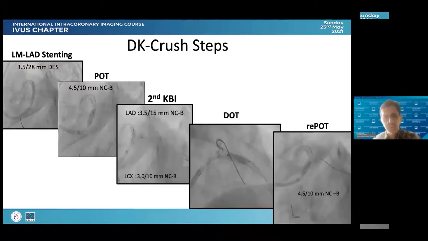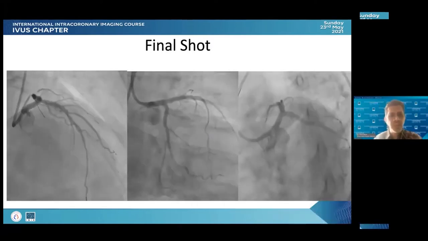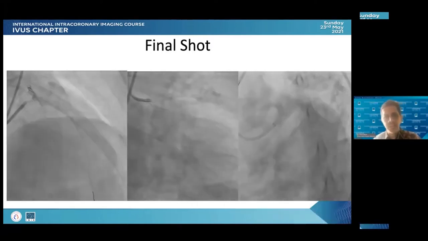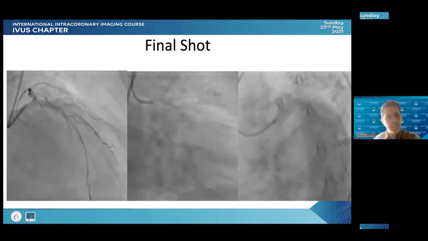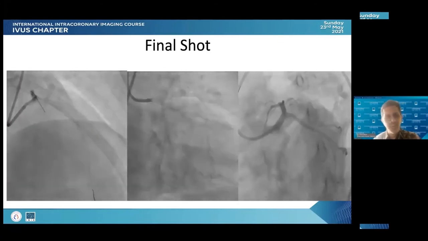And because of the concern about expansion at the mid part of the LAD, we did a distal optimization technique followed by a re-POT. And this is the final result. Excellent. Looks fine, right?